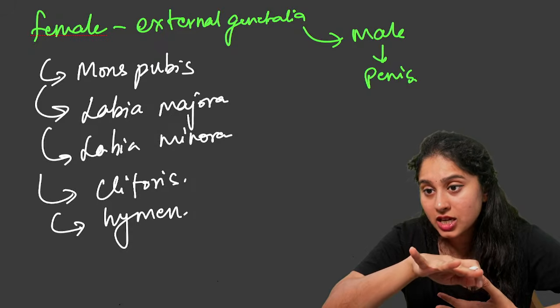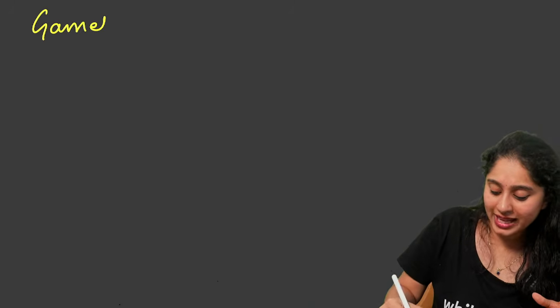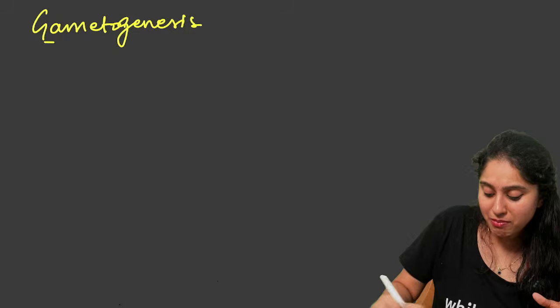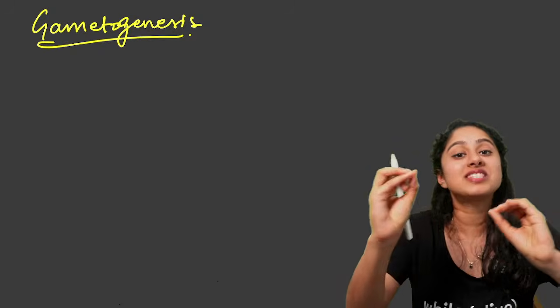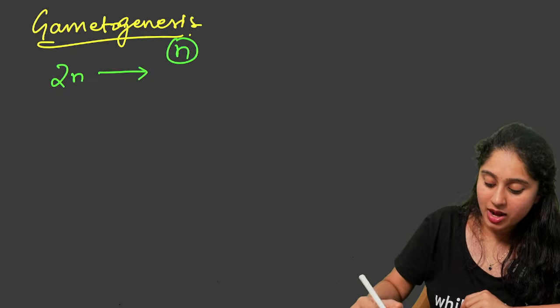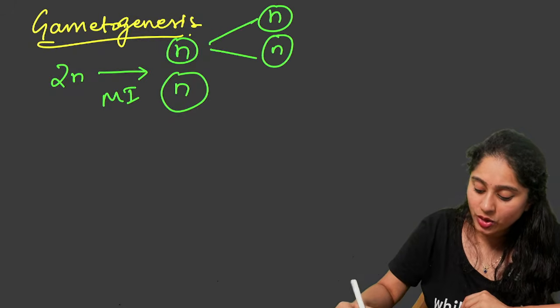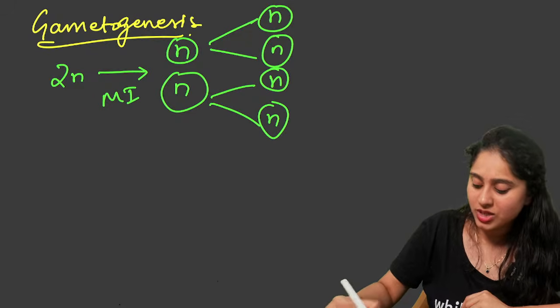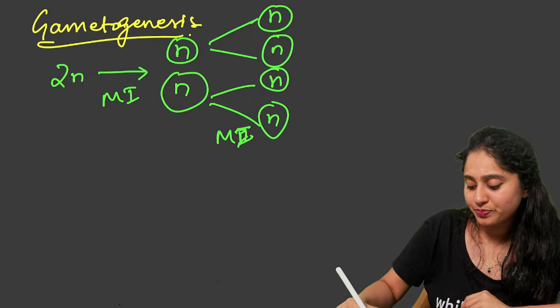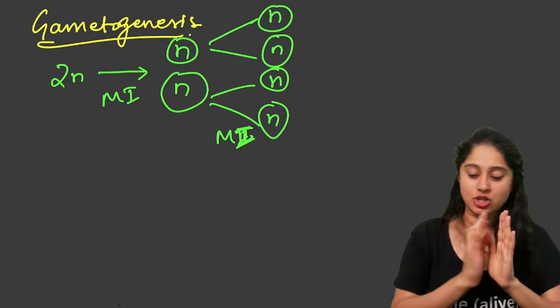Is that clear? So that's all about the female and the male anatomy. Now we are going into the process of gametogenesis. Remember that in gametogenesis, we clearly have to understand the process of cell division. First, we have 2n number of chromosomes. They are going to split into n cells at the end of meiosis 1, and each of these cells is further going to divide in order to form 4 cells at the end of meiosis 2. Clear? This is the basic cell division that we see in meiosis.